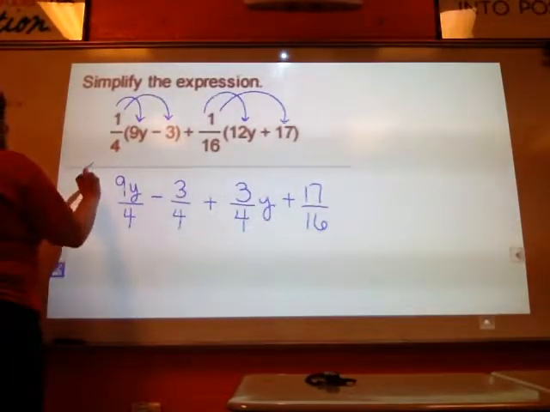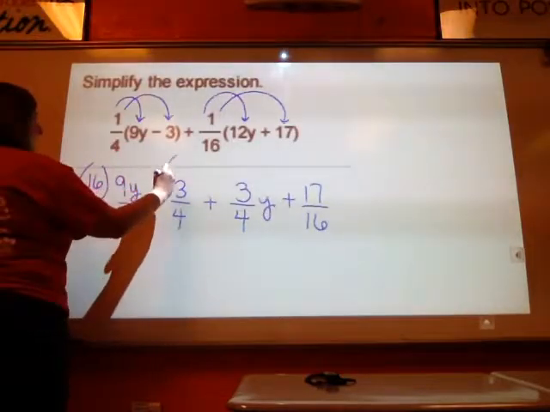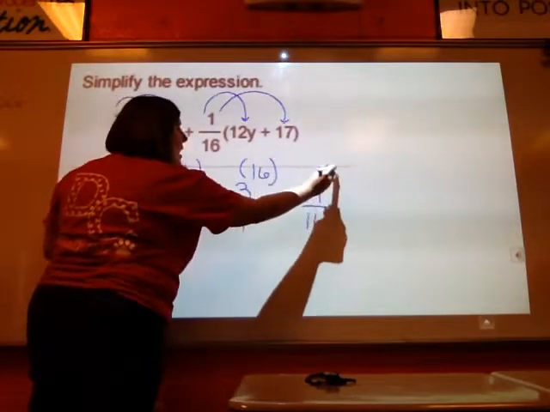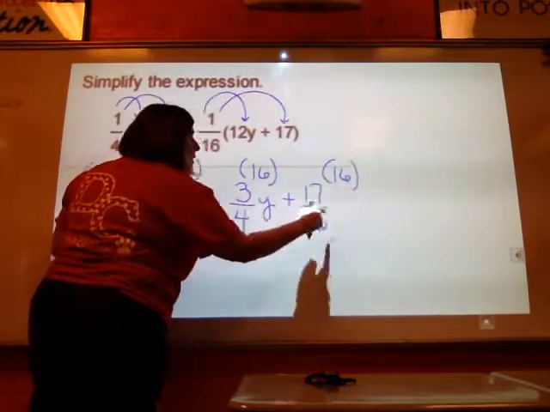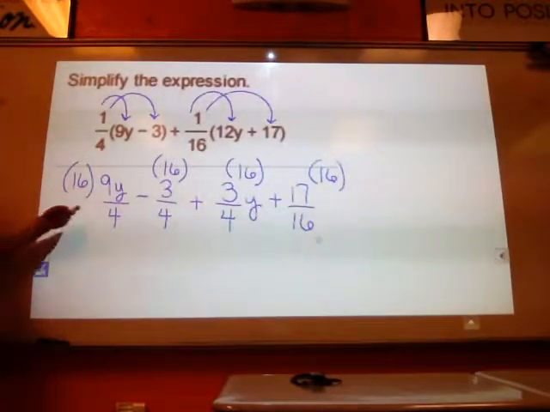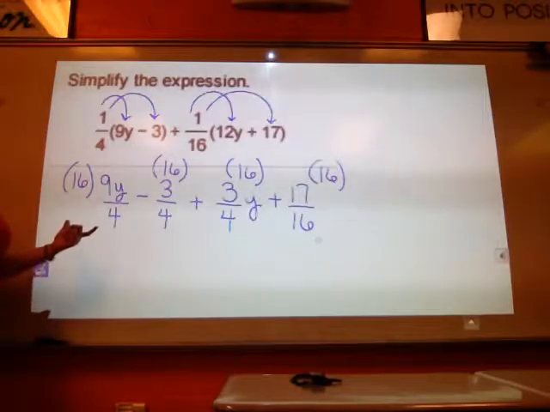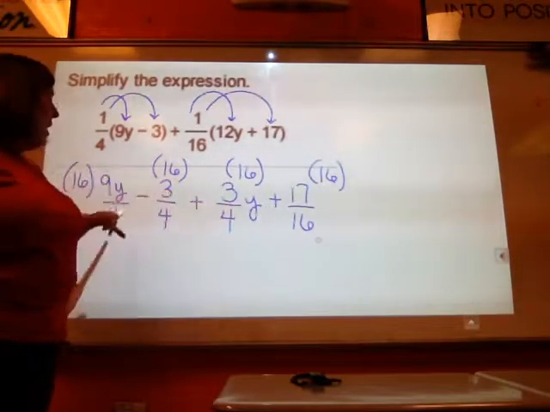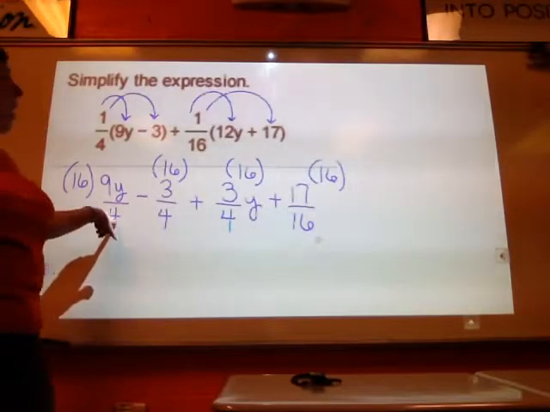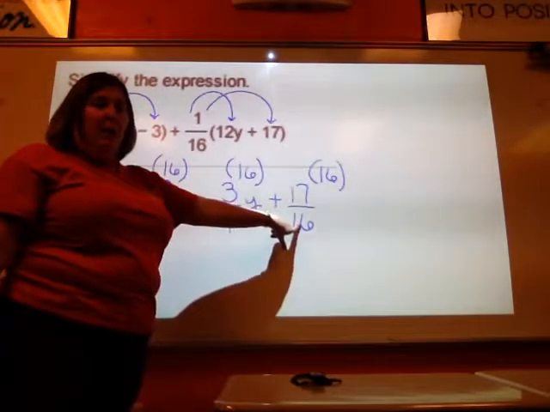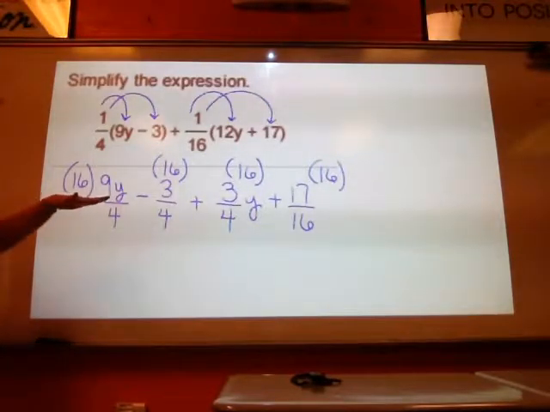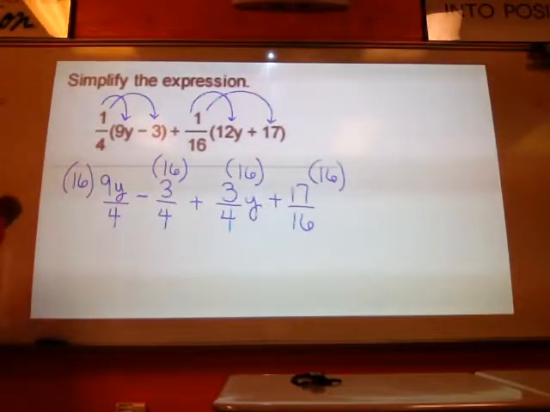So I'm going to multiply each term by 16. Now let's talk about why I picked 16. I picked 16 because it is my larger denominator, and both 4 and 16 can go into 16. I can't pick 4, even though 3 of my 4 terms have the denominator of 4. That doesn't do me any good over here. So I've got to pick 16 because all of the denominators are divisible by 16.